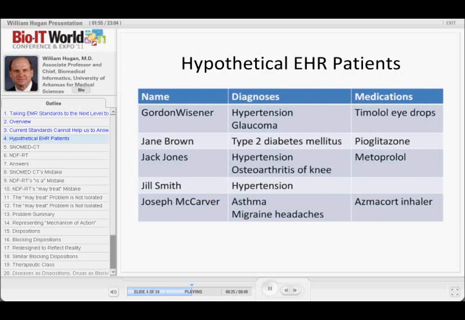He's on metoprolol. Gordon Weisner's timolol eye drops don't count because they're an anti-glaucoma medication. Although there is sometimes some accidental systemic absorption, that's a side effect and not the therapeutic effect, so he's not technically on an antihypertensive medication. So the correct answer is we have 2 hypertensive patients who are not taking an antihypertensive medication.